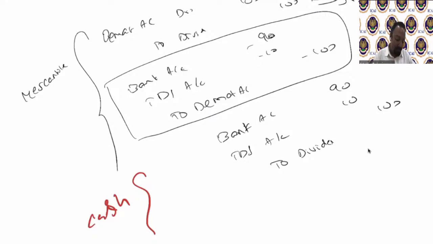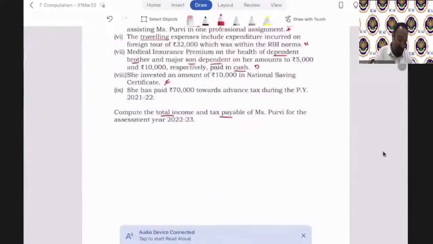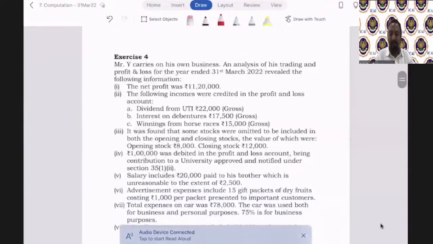In this question, the question only says compute total income and tax payable. Then you will have to compute both regular and 115BAC. If required, you will have to calculate AMT also in this case. But if the question says ignore 115BAC, then you can ignore. So that's what it is about. Hope I've answered your question. I'll move on to the next question.